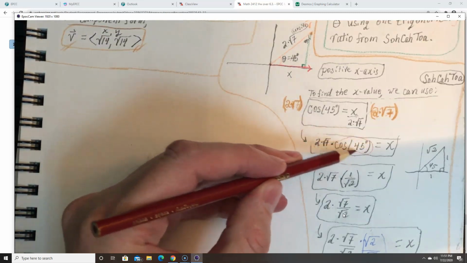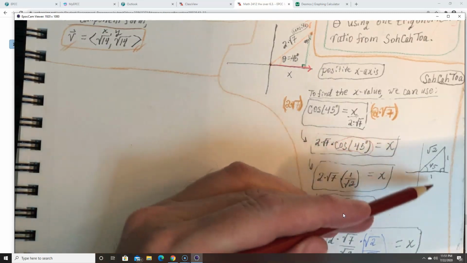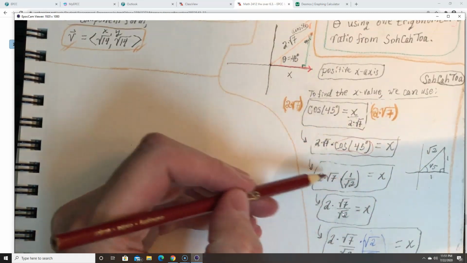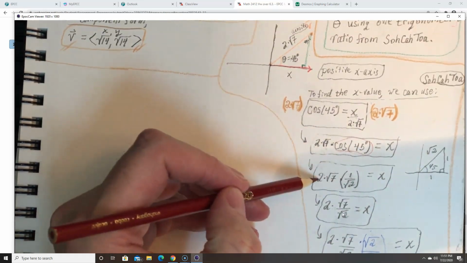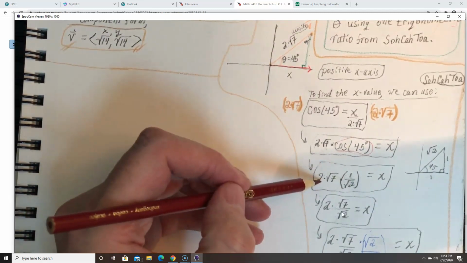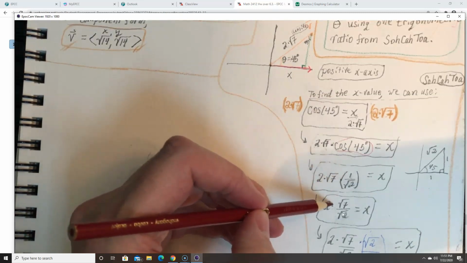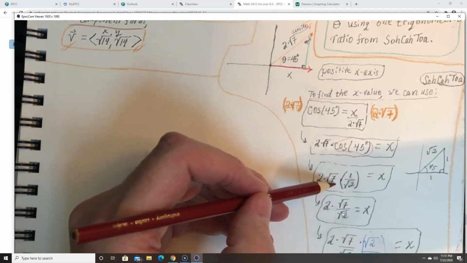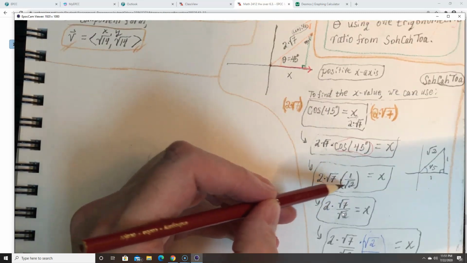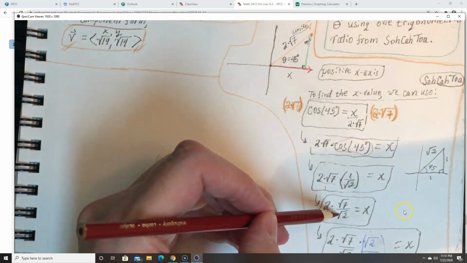cosine of 45 degrees is equal to 1 over square root of 2, adjacent over hypotenuse. Now just clean this up. Numerator times numerator is 2 times the square root of 7 times 1, which is just 2 times the square root of 7. In the denominator, this invisible 1, if you want it, times square root of 2 is still just square root of 2, equal to x.